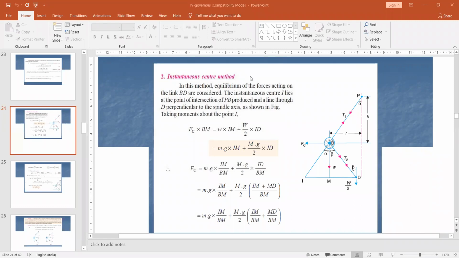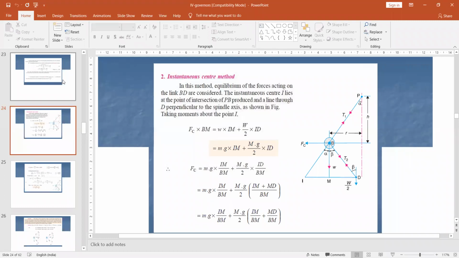Now the today's topic is the instantaneous center method to solve the Porter governor. Just all of you observe that. So before going to start today's lecture, to recall what we said in the earlier class, we will rewind that.